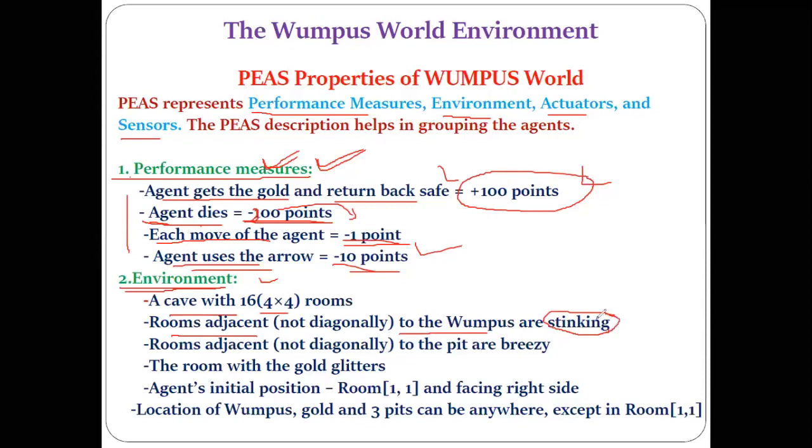Means what? What does it mean? Rooms adjacent to the Wumpus are stinking. Stink means what? What is the meaning of stink? Sir, we can say it as smell. Yes, smell, bad smell. Stink is another synonym for stench. Understood. So this is also part of the environment.